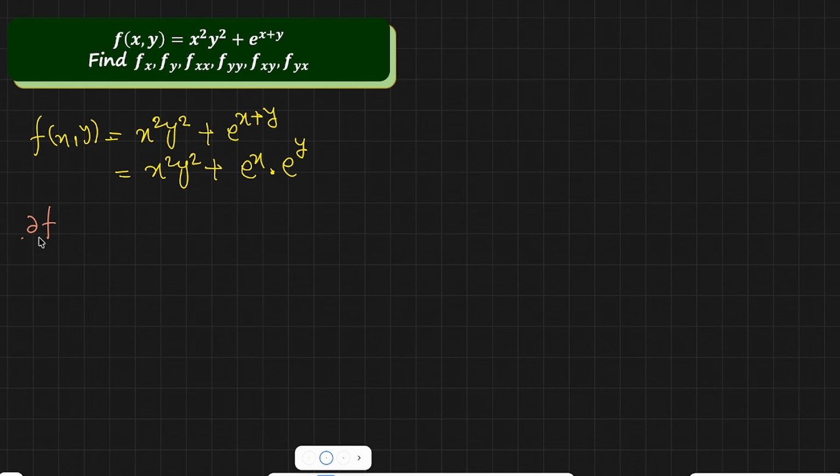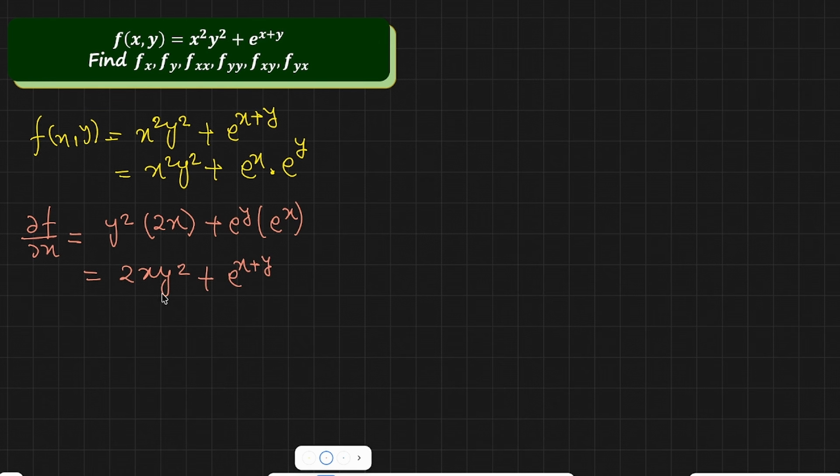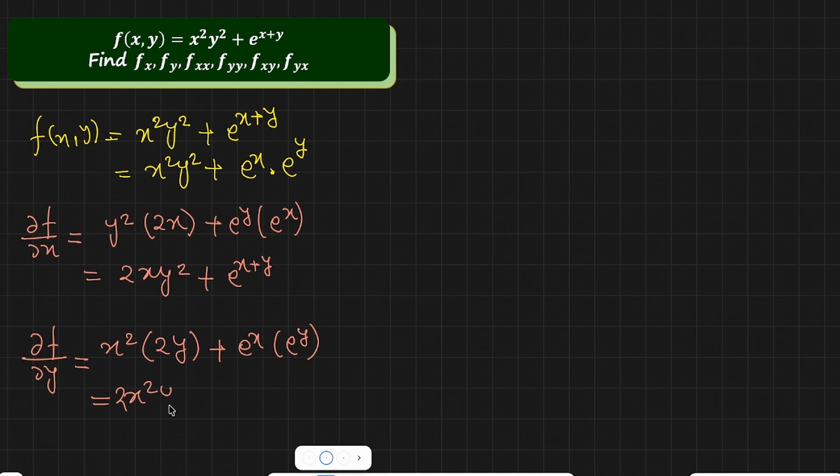Now find out the partial derivative with respect to x. Y is constant. Partial derivative of x square is 2x. E to the power y is constant. Derivative of e to the power x is the same. So what is the answer? 2xy square plus e to the power x plus y is the answer. Okay, partial derivative with respect to y will be the same way. So x square is constant, it will be 2y, plus e to the power x is constant, derivative is this. So the answer will be 2x square y plus e to the power of x plus y.